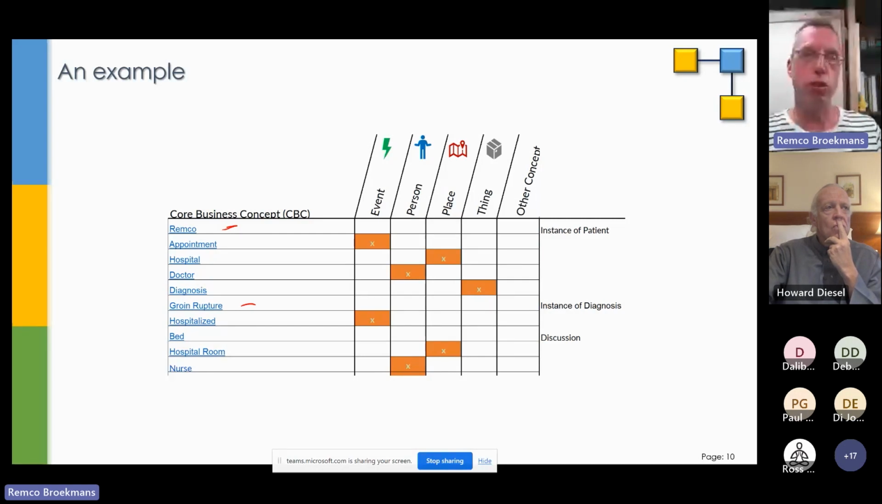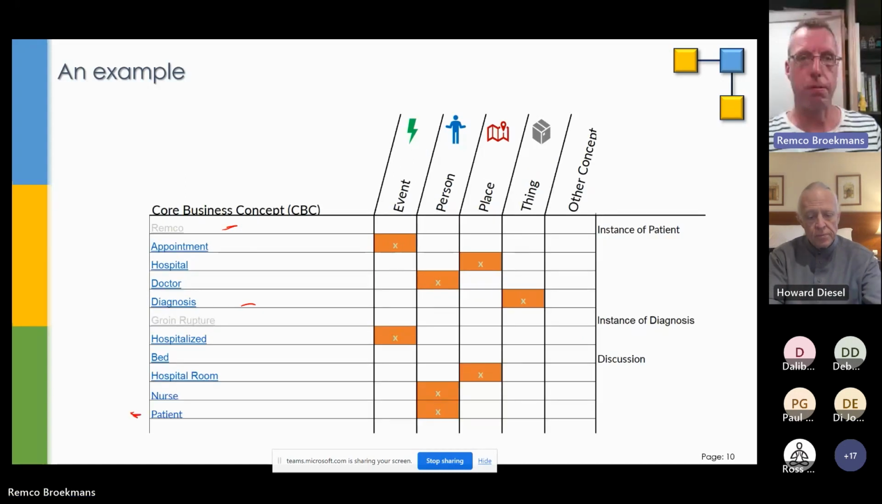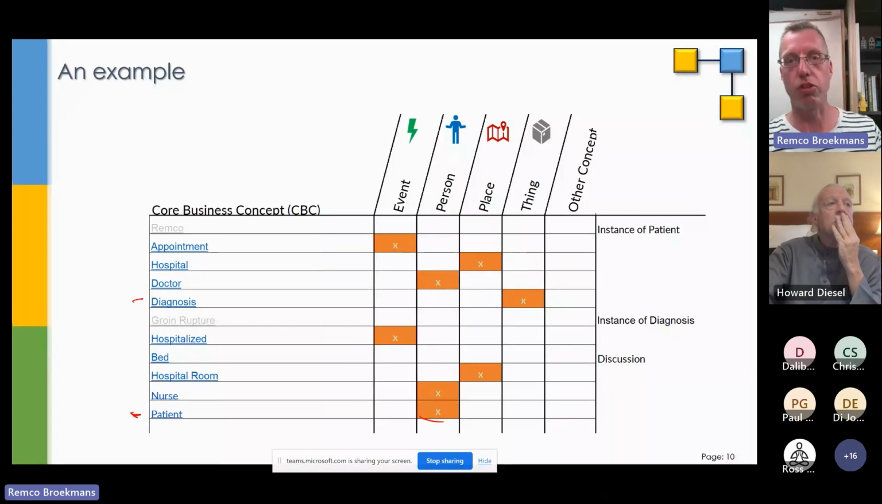So what we can do is just say, yeah, you know what? Let's add patient. There it is. Get these out of the way. Gray out Remco because it's just an instance of a patient, and a patient is a person. And groin rupture is an instance of a diagnosis. We already get the diagnosis.